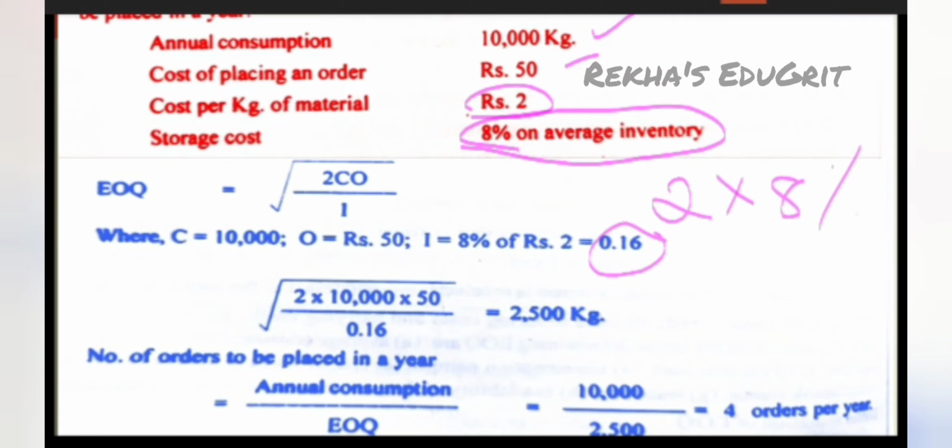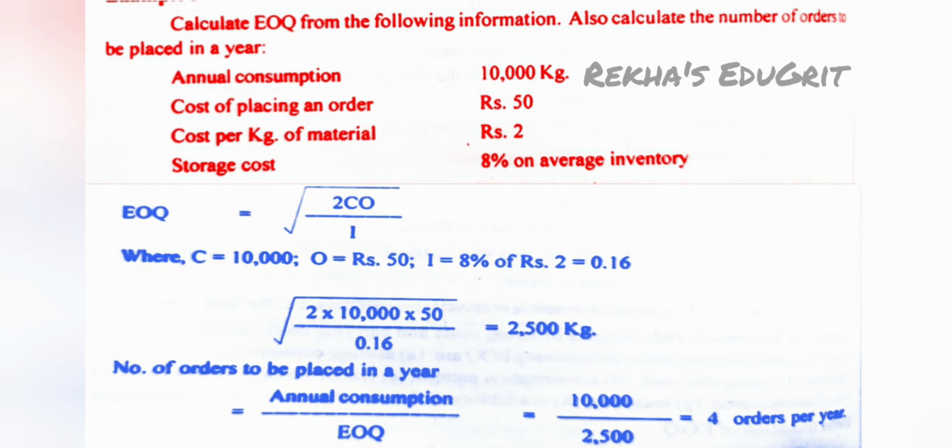So 2 into C, where C is 10,000, then rupees 50 as O, then divide by 0.16. 2 into 10,000 into 50, we'll get 10 lakh. Then we have to divide 10 lakh by 0.16. We'll get 62 lakh 50,000. This 62 lakh 50,000 will be in the root, so we have to take it out of the root. Then the answer will be 2,500.